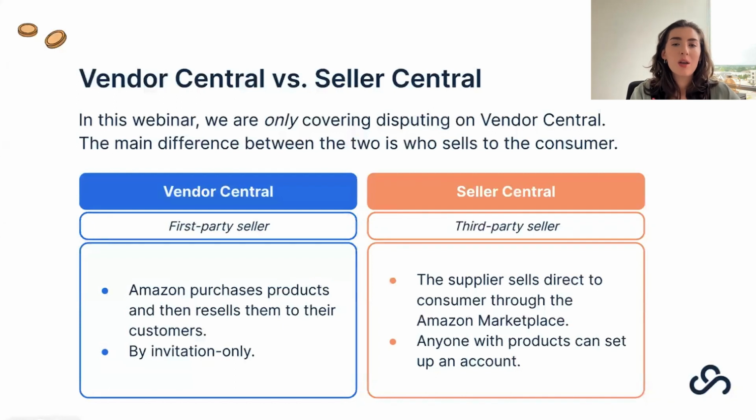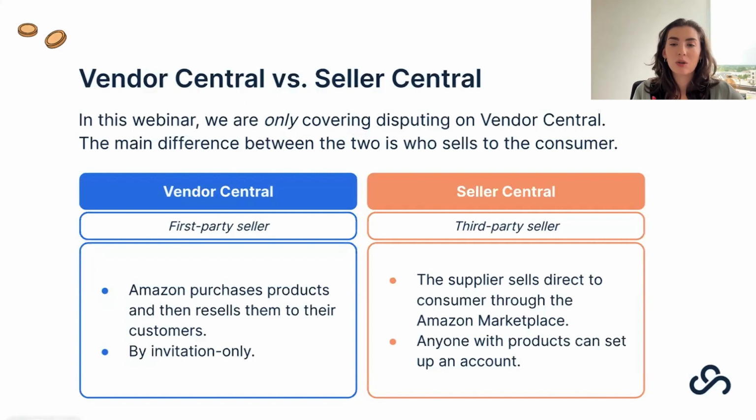All right, so the first place we'd like to land when we start talking about Amazon deductions is Vendor Central versus Seller Central. In this webinar, we're only covering how you can dispute on Vendor Central. The platforms aren't necessarily completely different, but we want to call out that we're focusing on Vendor Central. So if you're using this information for a Seller Central account, we cannot guarantee that it's completely accurate. The main difference between these two platforms and the type of supplier that would be using them is who actually sells to the consumer.